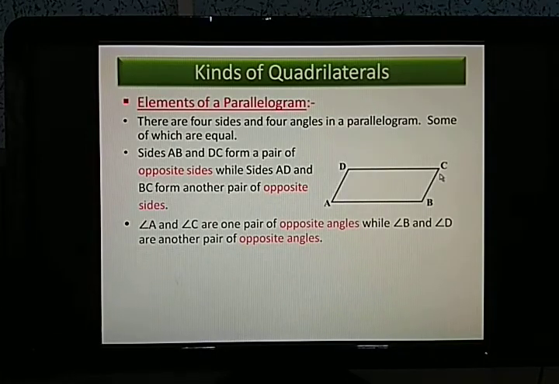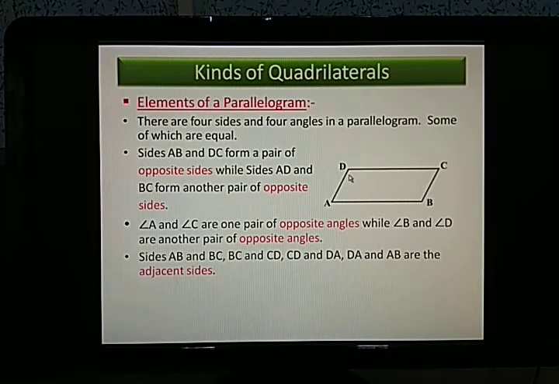Similarly, there are 2 pairs of opposite angles. Angle A and angle C, angle B and angle D. These are opposite angles. So there are 2 pairs. They are equal. Now there are also adjacent sides. This AD, AB, then BC, CD, then DA, AB. So there are 4 adjacent sides. Adjacent means neighboring sides. Right next to that side is the adjacent side.